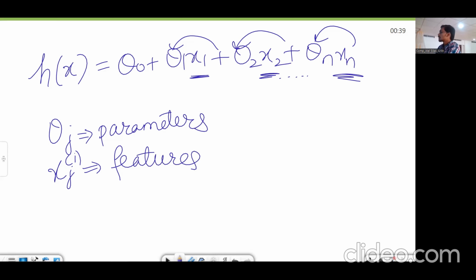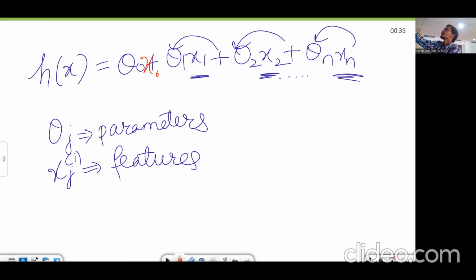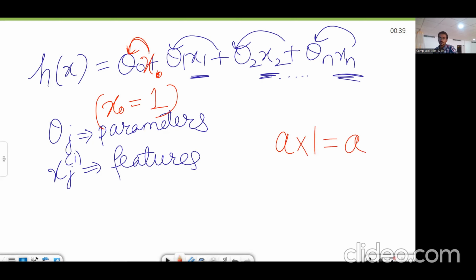Okay, so for simplicity, what we'll do is we will write an x0 over here. We'll multiply x0 with theta 0. And always remember x0 is always equal to 1. Why should x0 always be 1? Because whenever we multiply 1 with anything, we get the same number. A into 1 will remain as A only.